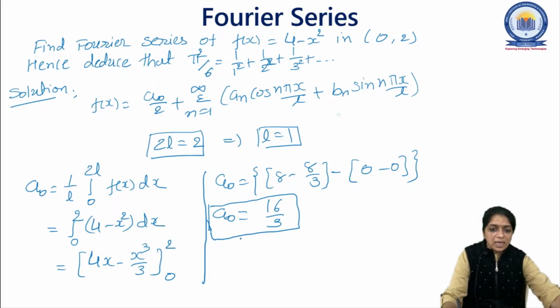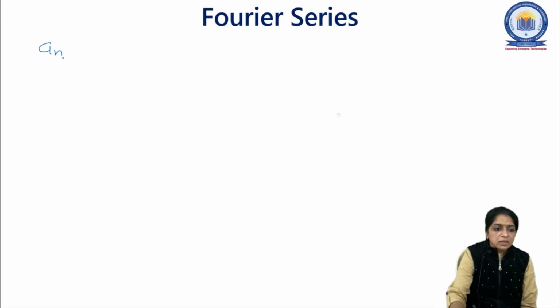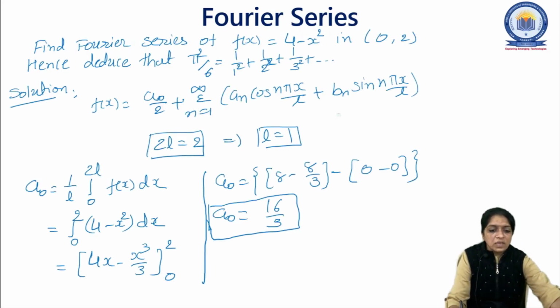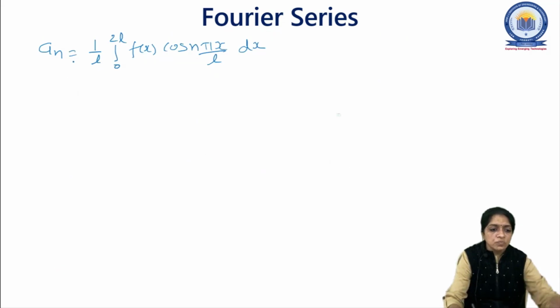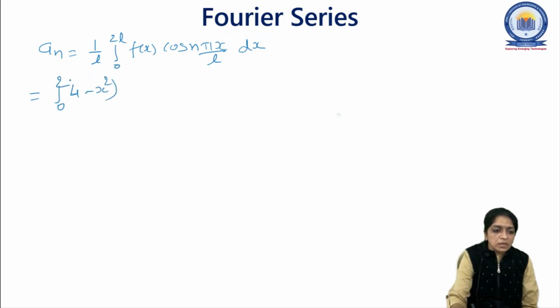Now for an. an is 1 by L integral from 0 to 2L of f(x) cos(n pi x by L) dx. As we know, the value of L is 1 and 2L is 2, so 1 by 1, no need to write 1 here. Here 0 to 2, f(x) is 4 minus x square, and cos(n pi x), and L is 1, so no need to write it in the denominator, into dx.